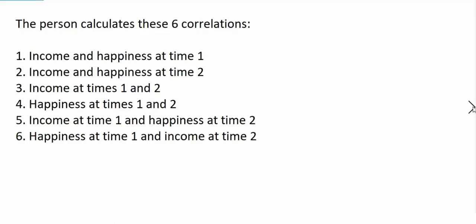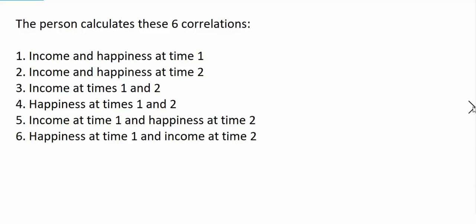And after gathering the data, the researcher would calculate the 6 correlations we talked about, which in this context would be income and happiness at time 1, income and happiness at time 2, income at time 1 and income at time 2. And the third one is probably going to be a positive correlation because the people who have a high income at time 1 will typically also have a higher income at time 2, a year later. So like I said, number 3 is probably going to be positive. Number 4 will also probably be positive because the people who were happier at time 1 will tend to be the people who are also happier a year later.